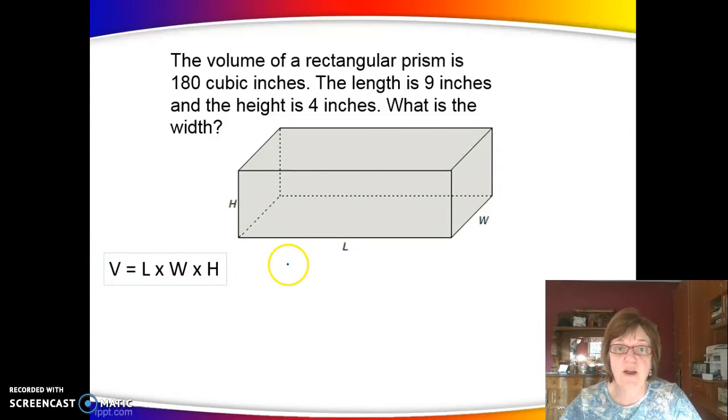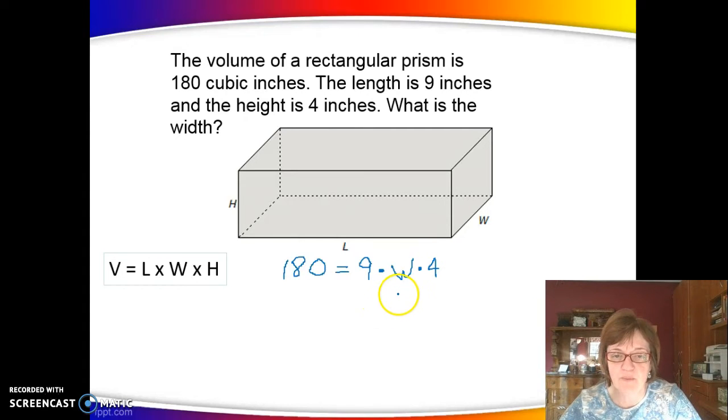This is where your algebra comes in handy, because we can set it up using this formula: volume equals length times width times height. So 180 equals, and our length is 9, and I'm going back to the dot instead of the x, then our width is next, and our height is 4. I've set it up in the same order, but it really doesn't matter.